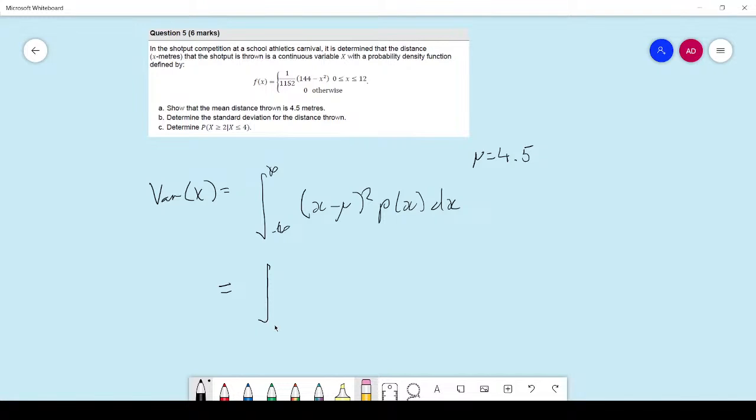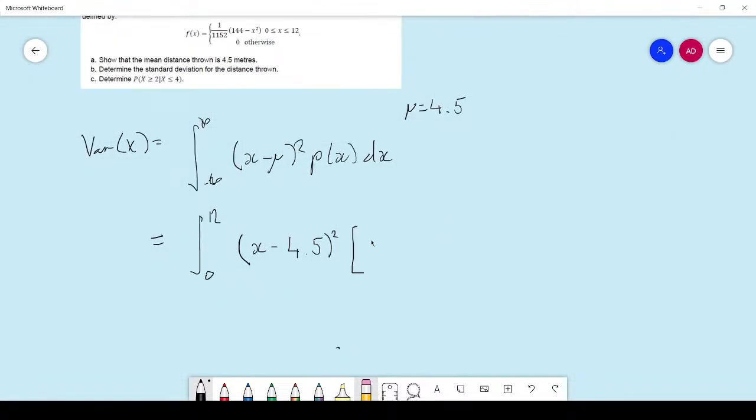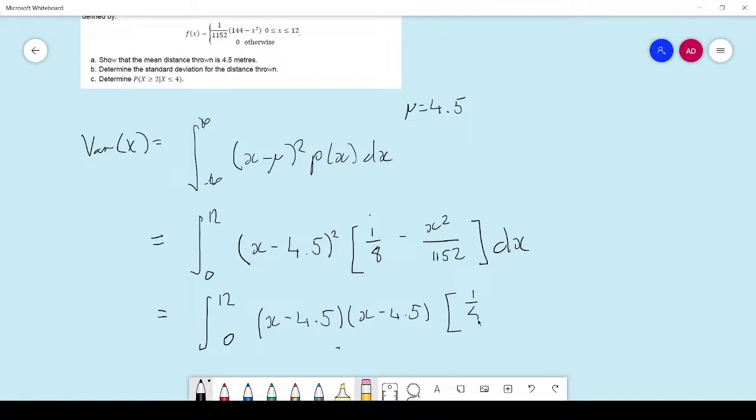So now let's write in our specific integral: x minus 4.5 squared times p(x). If you remember from last time, p(x) can be written a little bit more cleanly as 1/8 minus x squared on 1152. That's just going to be a time saver. So we'll clean this up before we actually do any integration. So let's expand this. I should do it the long way just so you guys can see. If you've done enough of these, you don't have to do it this long way, but it's not a bad idea to show you anyway.